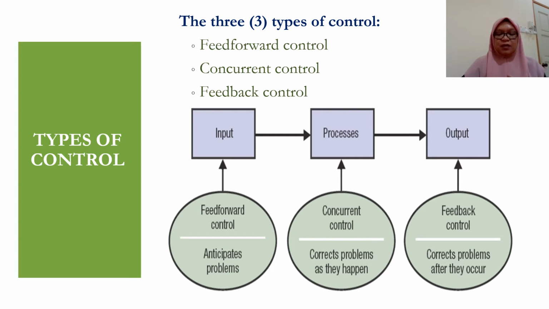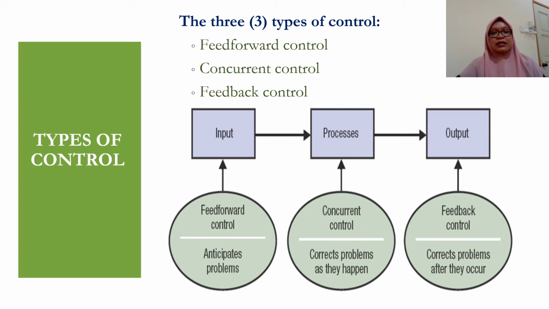So while you're making the cake, you put everything in and mix everything. While you do the mixing, you notice that there's something in the ingredients, maybe an eggshell, or maybe there's an insect inside the mixture. So you correct it while you are doing it. You take out the eggshell or the insect, or maybe you change the ingredients. That's concurrent control.